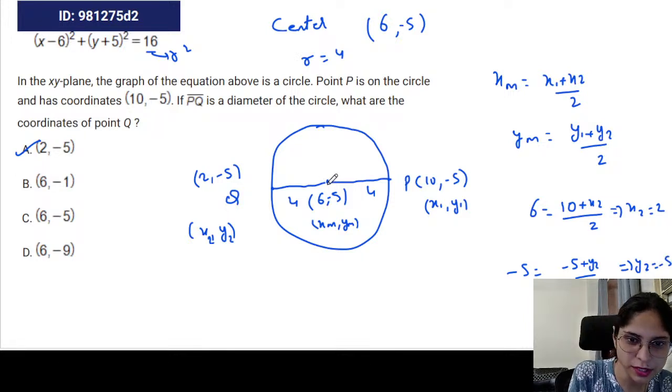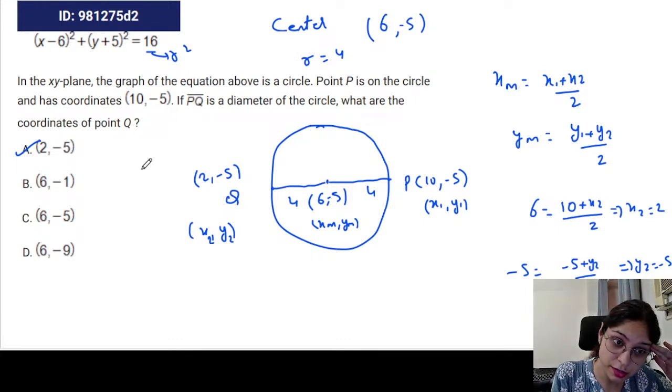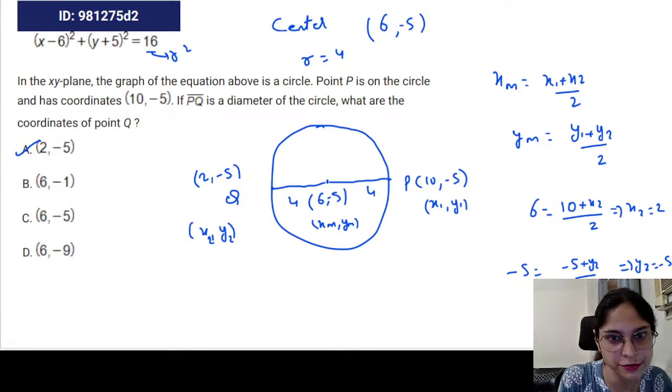But I prefer the diagram way because you can directly see it. You're just going 4 units to the right. So for the other end you have to go 4 units to the left. So 4 units to the left from 6 is 2. So the answer is 2, -5.